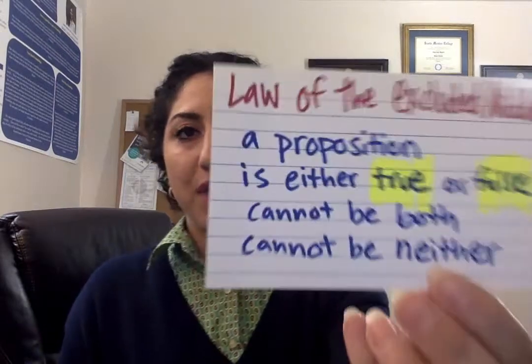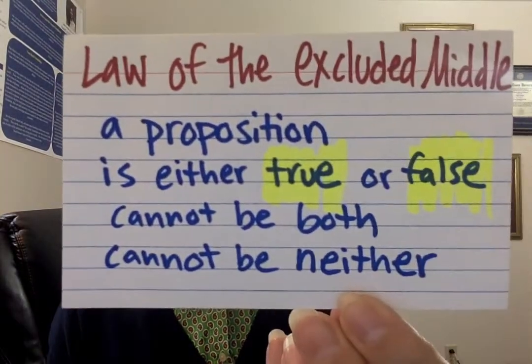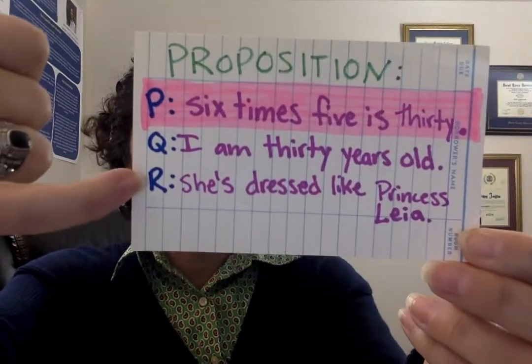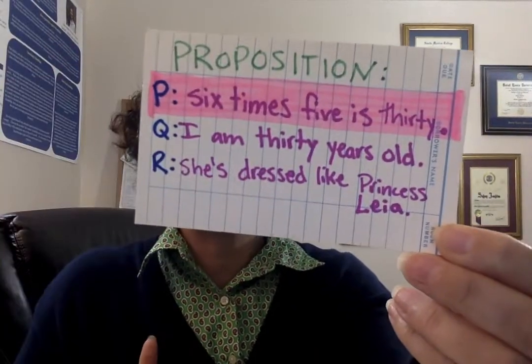Every proposition is either true or false, not both and not neither one. If it's a proposition, then it could be true or false. Like here's a proposition. Proposition R says she's dressed like Princess Leia. She's dressed like Princess Leia is a proposition because it's a statement that can be true or false.